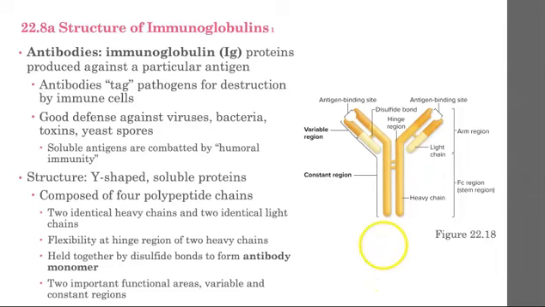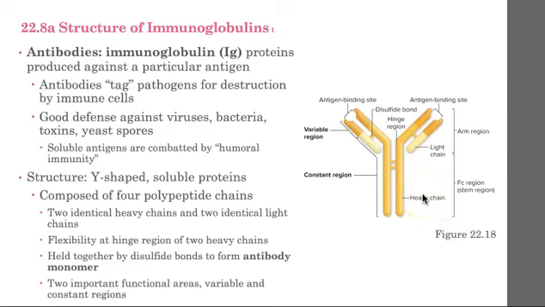Now let's look at the structure first. It has this Y shape to it. Like we said, they are going to be soluble, and they're composed of 4 polypeptide chains. We have 2 identical heavy chains, which you can see right along in here. They're the same on both sides, and then 2 identical light chains, which we see over here. They're going to be flexible at this hinge region of our 2 heavy chains and held together with a disulfide bond to form an antibody monomer. Mono means 1, so this is just 1 antibody here.